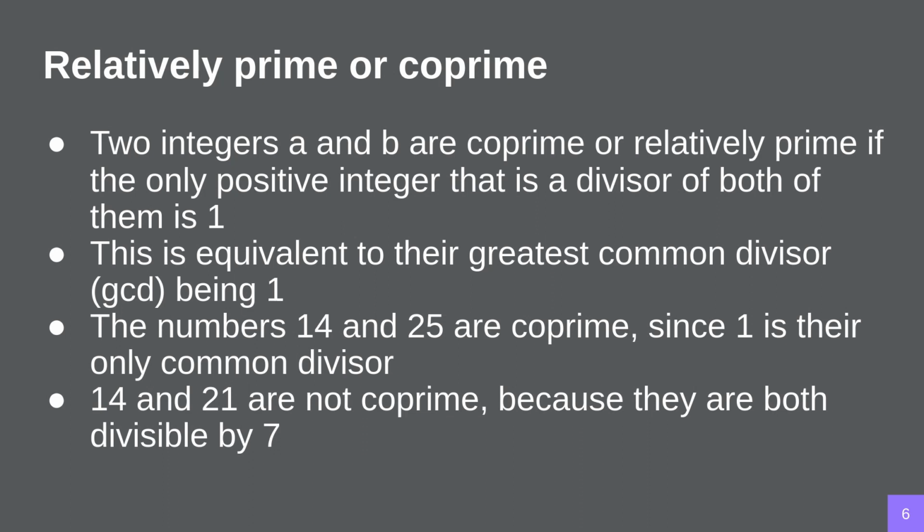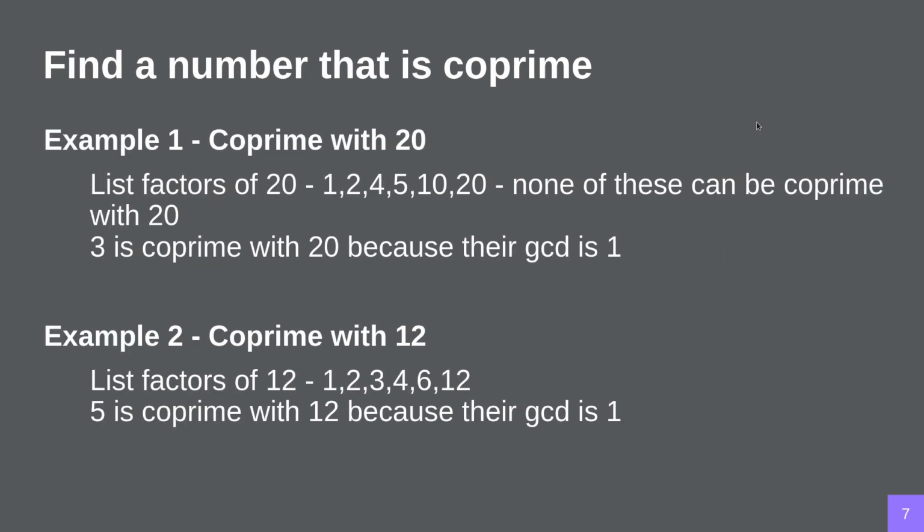For example, 14 can be divided by 2, 7, 14 and 1. 25 can be divided by 1, 5 and 25. So the common divisor between those two is 1, which means that 14 and 25 are co-prime. 14 and 21 are not co-prime because they can both be divided by 7. And we need two numbers to be co-prime if we want to find the modular multiplicative inverse as 1. In order for that to happen, they have to be co-prime.